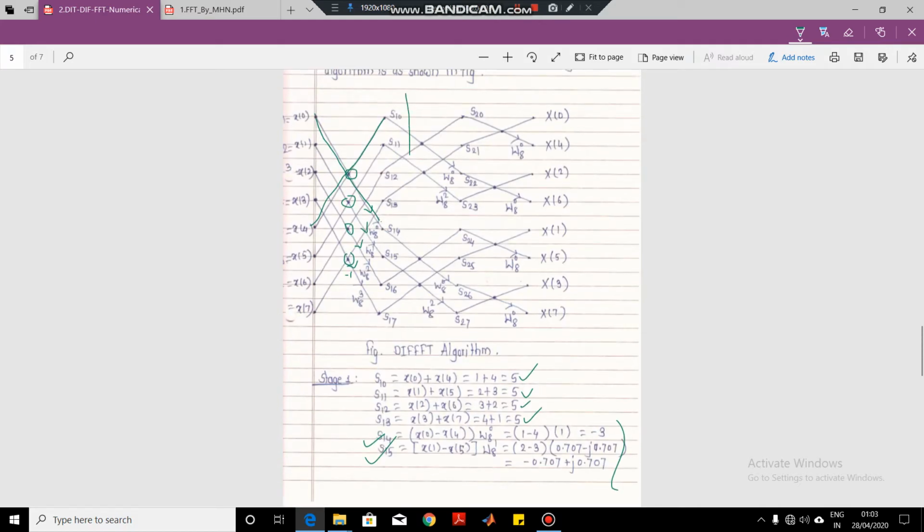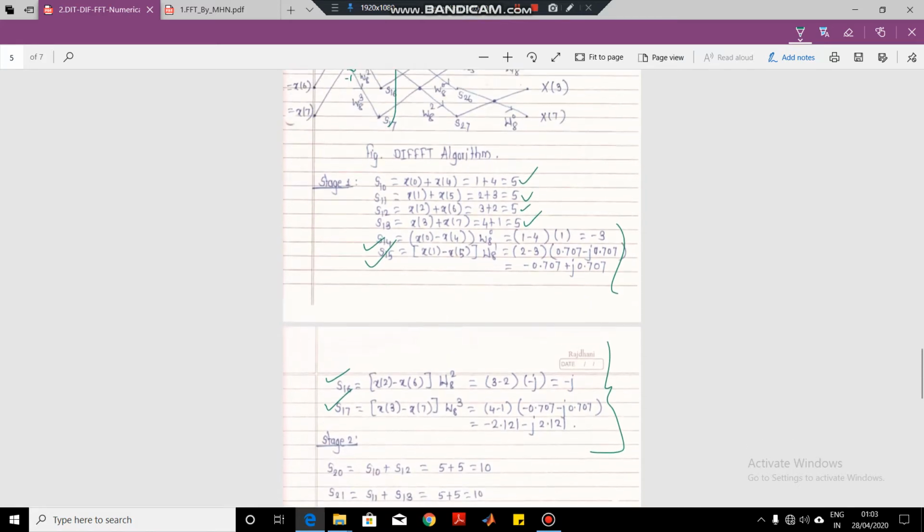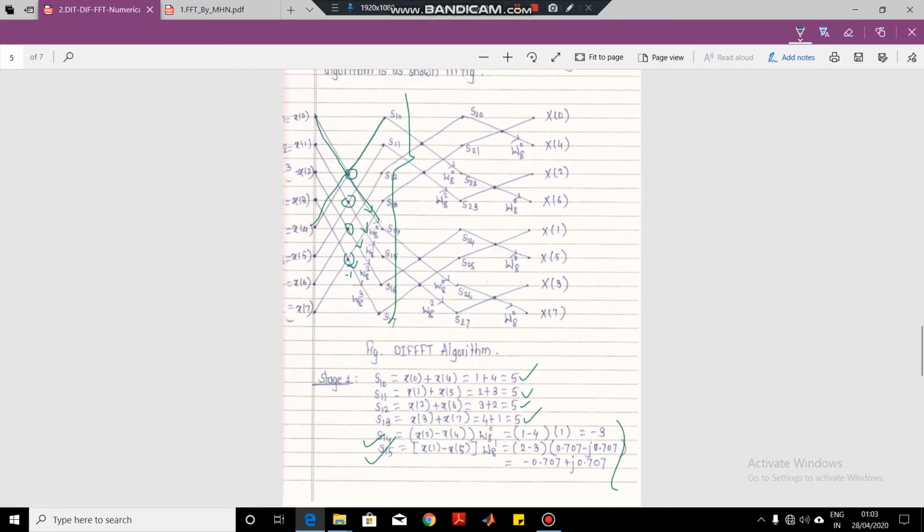Once I get all these outputs of the first stage, we will use them as input to the second stage. So for my second stage, this is my first butterfly, this is my second butterfly. Before each twiddle factor I have to write -1. We have understood now that for a butterfly, one output is addition and one is subtraction.